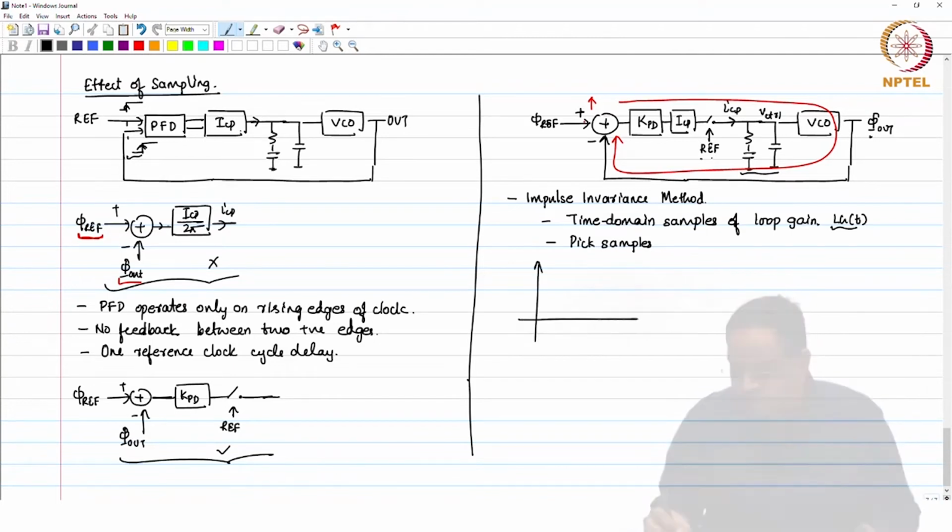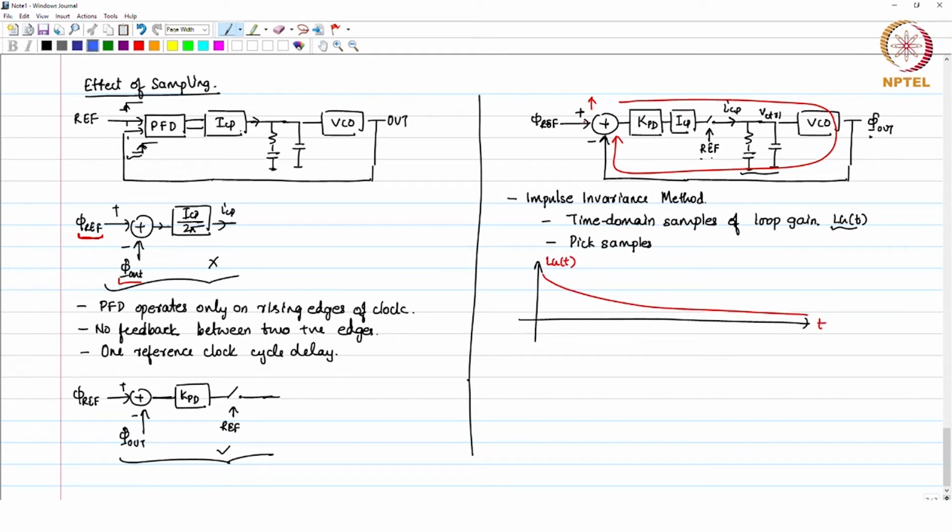For example, if I have loop gain of t in my real system, I am going to sample that at a fixed rate, which is my T ref, because that is what is happening in the system. I am sampling my loop gain signal at fixed intervals. So, pick samples of loop gain of t at t equal to n times T ref.